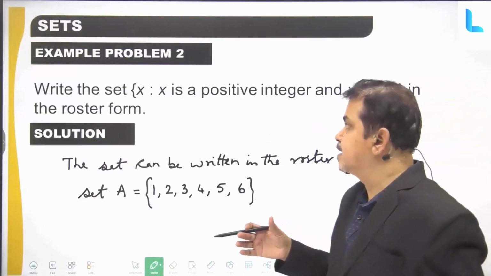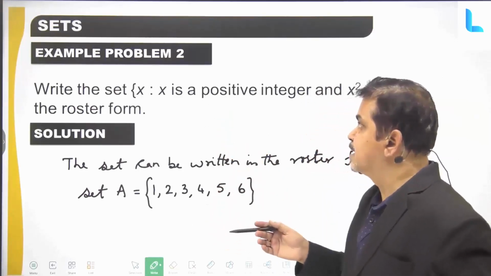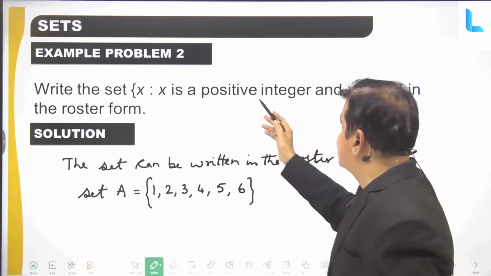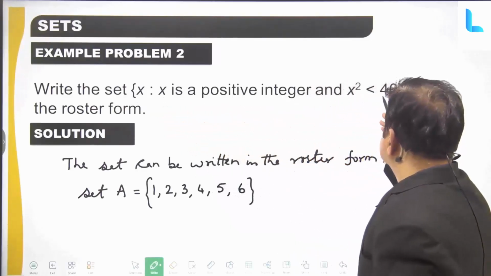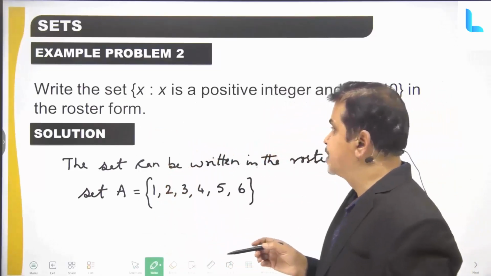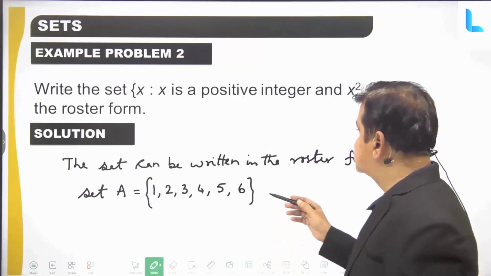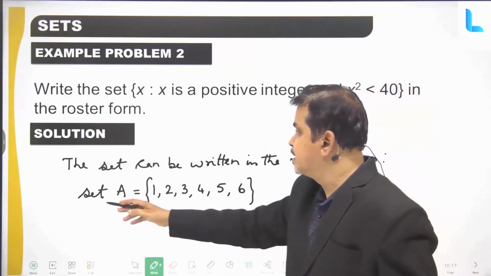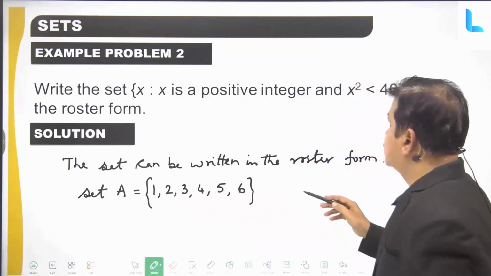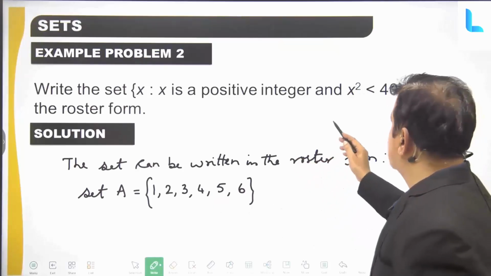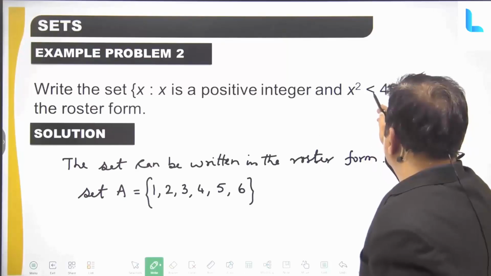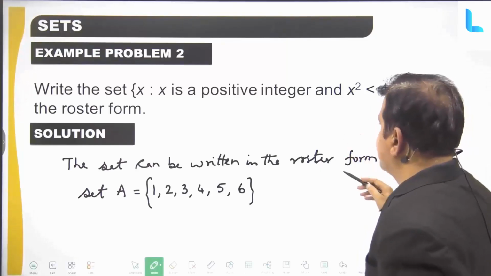Similarly, to understand, we can take one more example: write the set of x where x is a positive integer and x square is less than 40 in the roster form. When we consider this example, the solution in the roster form can be written as set A equal to {1, 2, 3, 4, 5, 6}. So here the set has to follow this particular rule, where x square should be less than 40.